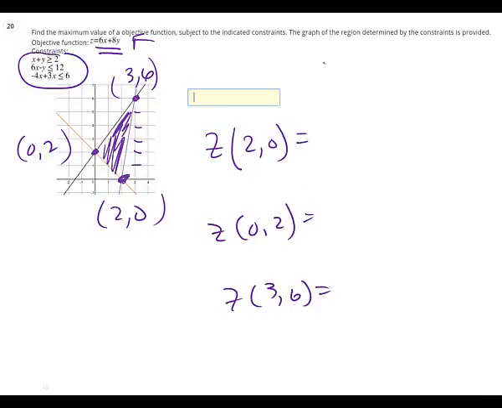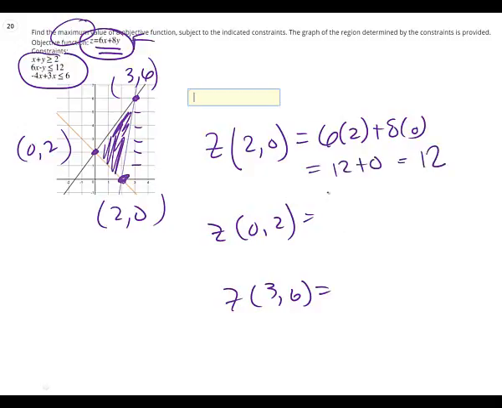And I'm supposed to be finding the maximum number, so the biggest value I can. I'm doing 6 times 2 plus 8 times 0, using this function right here to plug into. What's 6 times 2? 12, plus 0, which is 12. Now 6 times 0 plus 8 times 2. 6 times 0 is 0, 8 times 2 is 16, so my answer is 16.